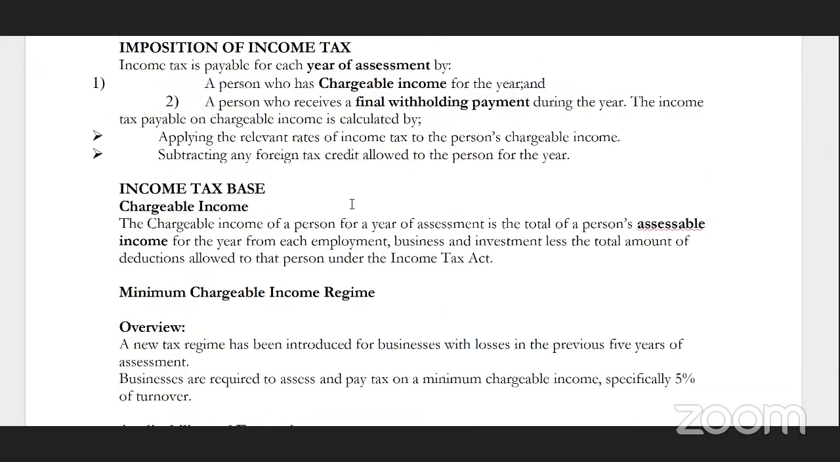So let's go to the imposition of income tax, okay? Income tax is payable for each year of assessment in Ghana. You can only have income tax when 2 things happen, okay? 1, when you yourself have a taxable income, or 2, you have received a final withholding payment, which you have to pay to the Commissioner General. So there are two ways in which you are liable to tax in Ghana. Either you have received money for which you have to withhold and go and pay, or you yourself have money that you owe the government. Do you get the rule?